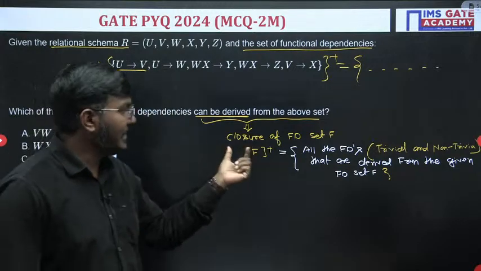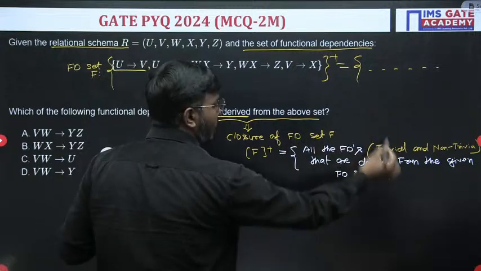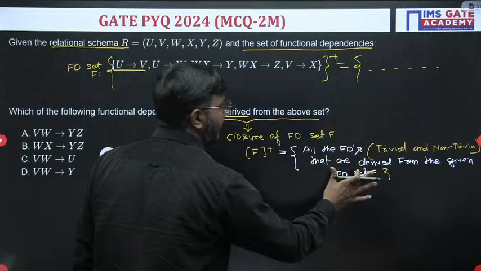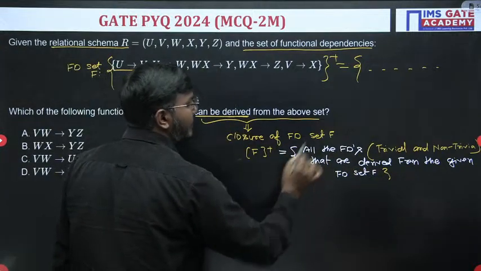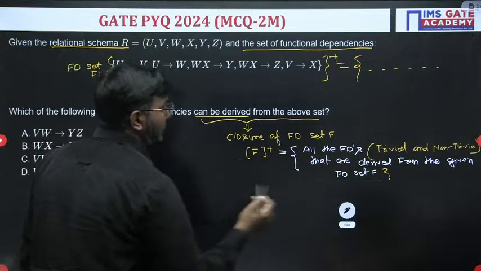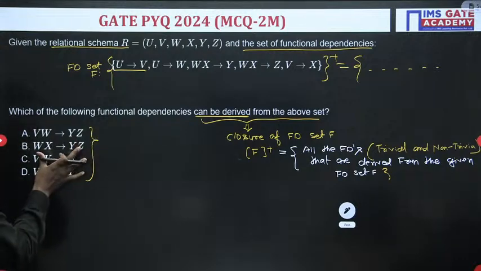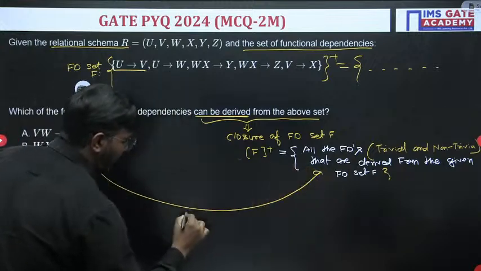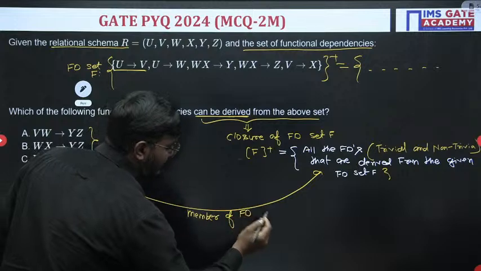Now see how to find all these FDs. Simply, if you want to find all these FDs, you can use attribute closure. But here it's not about finding all the FDs of the closure set. We just need to check whether the given FDs belong to this set, whether each is a member of this FD closure.